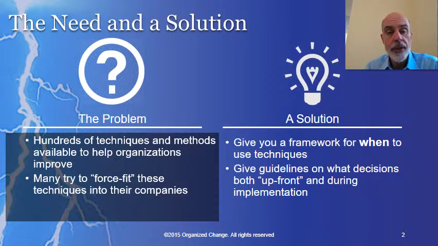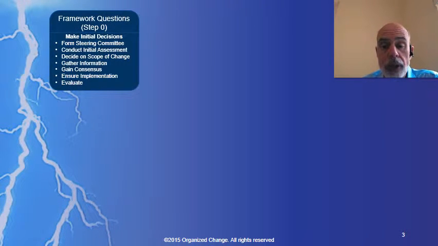One way of dealing with this mass confusion is to give you a framework in terms of when to use all these different techniques, and also what guidelines on what decisions up front you should be making to make clear organizational changes as time goes on. When considering organizational change, we have come up with a framework that will allow you to implement whatever kind of organizational change is necessary, whether it be large scale or small scale.